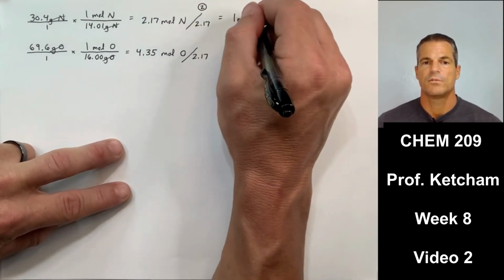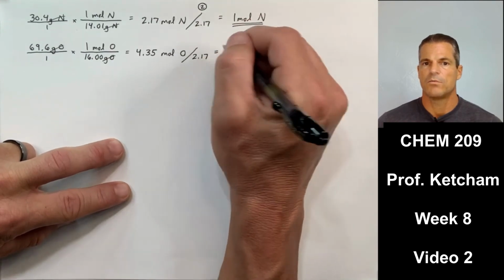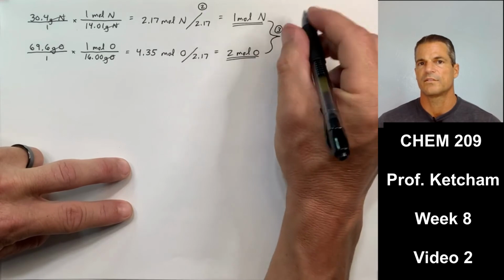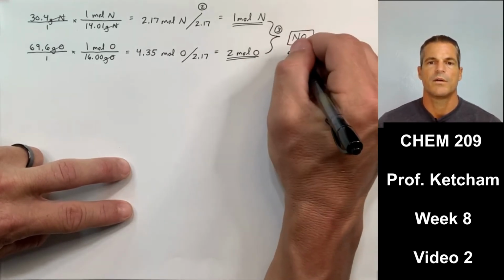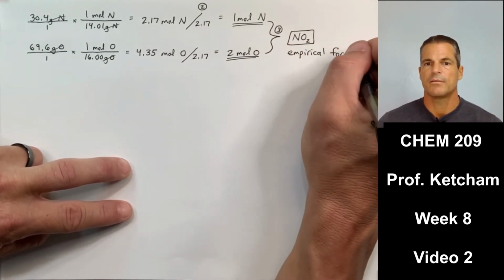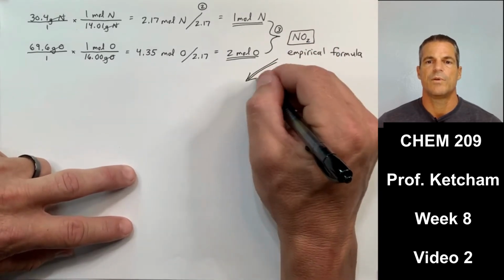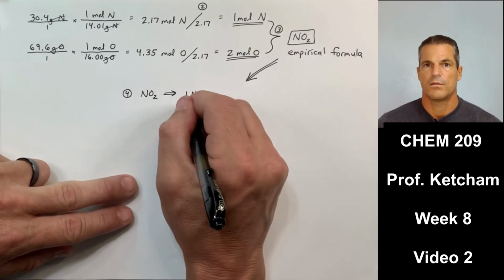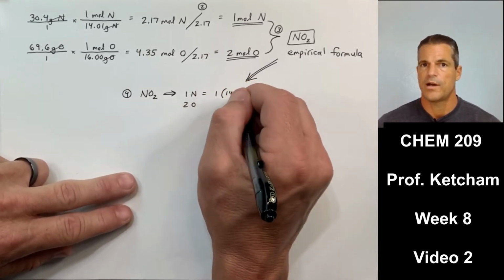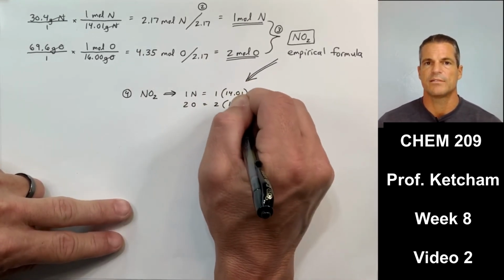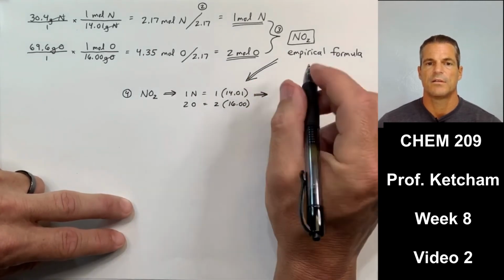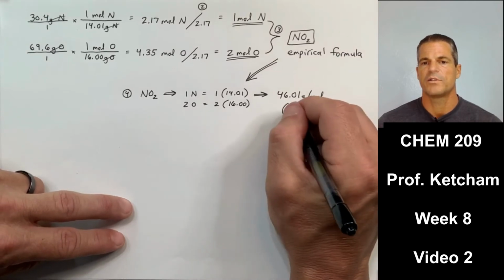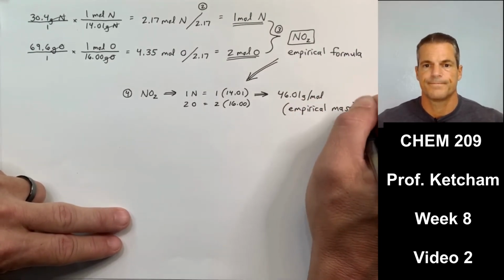Step 2, divide by the smallest number of moles, which is 2.17. We end up with 1 mole of nitrogen and 2 moles of oxygen. All right, step 3, we zip them together. We get NO2 as the empirical formula. Well, while we're here with the empirical formula of NO2, we might as well add them up and find the empirical mass, the empirical formula mass. 1 N, 2 O's. I always use the hundredths place. We get 46.01 grams per mole. That's the empirical mass.